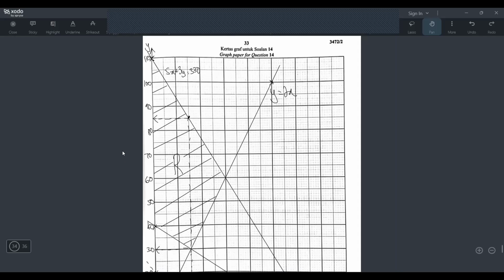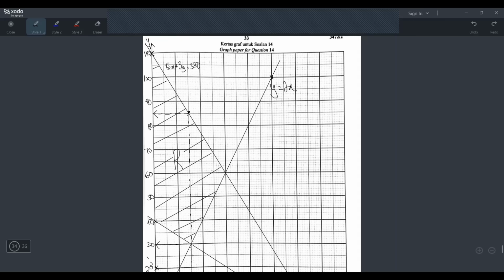All right. So if you look at this shaded region, how many vertices are there? 1, 2, 3, 4. And remember, the answer will always be at the corner. Jawapan mesti berada di bucu. So one of these bucu would be the answer. But which one? Okay, very easy.